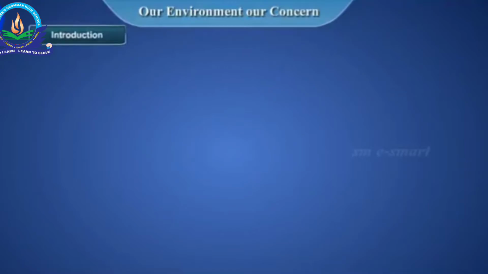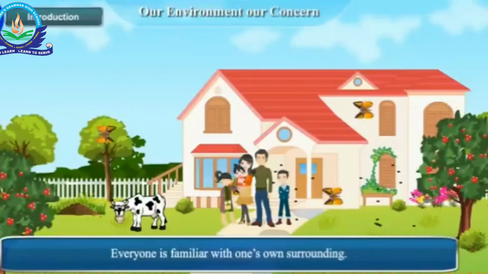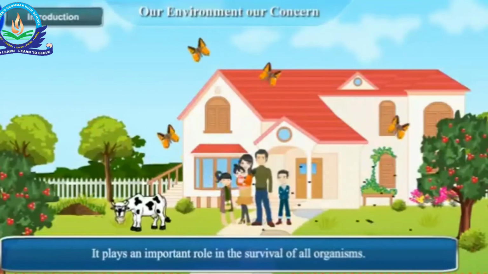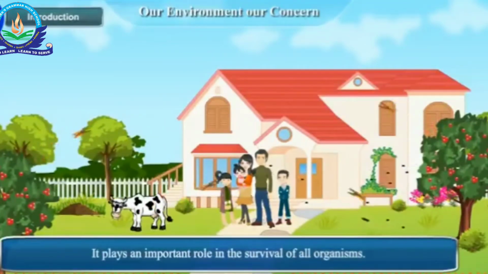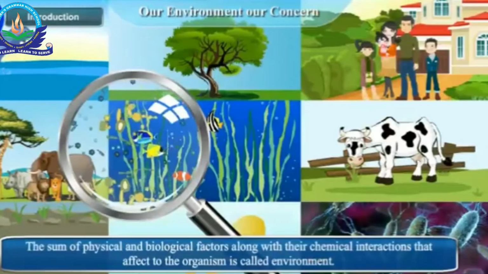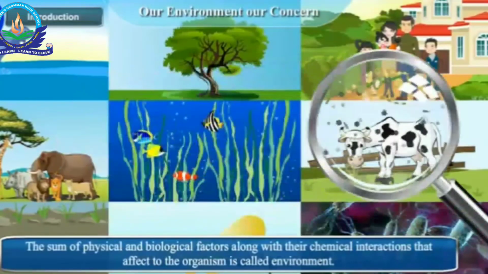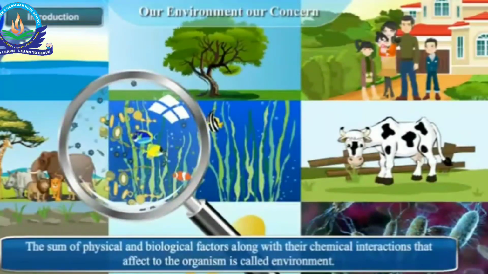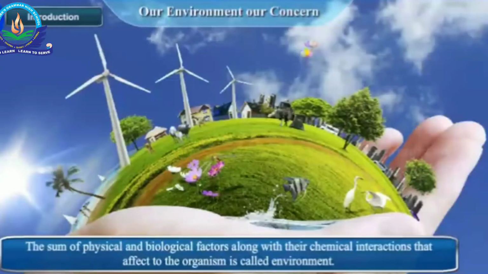Introduction. Everyone is familiar with one's own surroundings. It plays an important role in the survival of all organisms. The sum of physical and biological factors, along with their chemical interactions that affect the organism, is called environment.